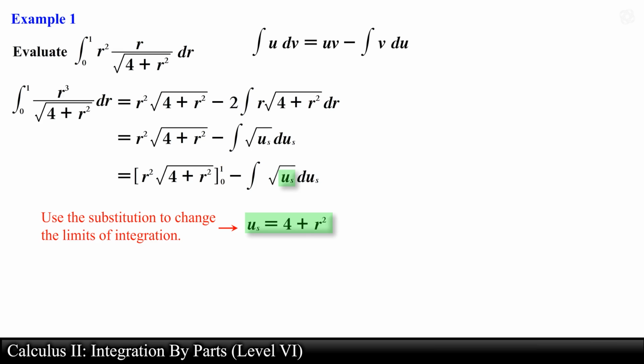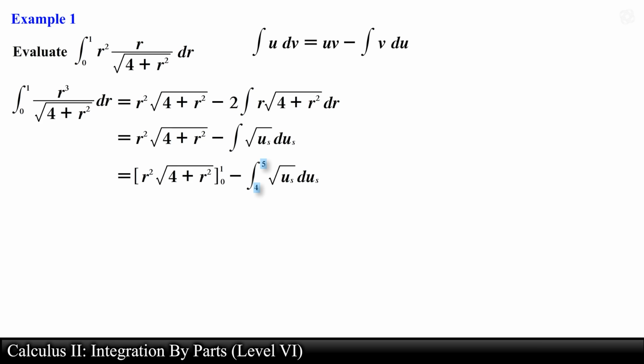So substituting 0 into our u expression that we used to substitute the 4 plus r squared term, we have that 0 is equivalent to 4, and 1 is equivalent to 5. Now we evaluate this integral from 4 to 5. Doing that, we have the following.